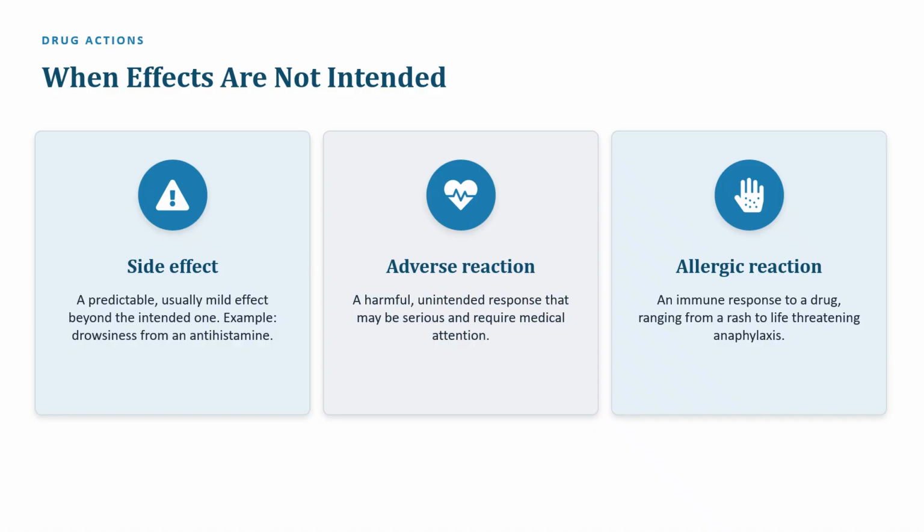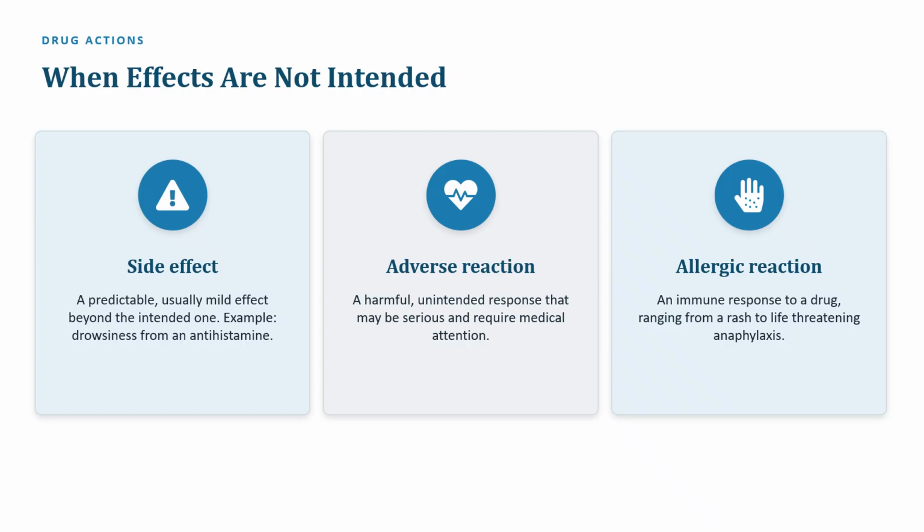Not every effect a drug produces is one that we want, and knowing the difference between these three terms can protect a patient. Move from left to right in order of concern. A side effect is a predictable and usually mild effect beyond the intended one. It's often expected and listed on the label. A classic example is drowsiness from an antihistamine. The patient still gets the benefit, but there's an extra effect along for the ride.